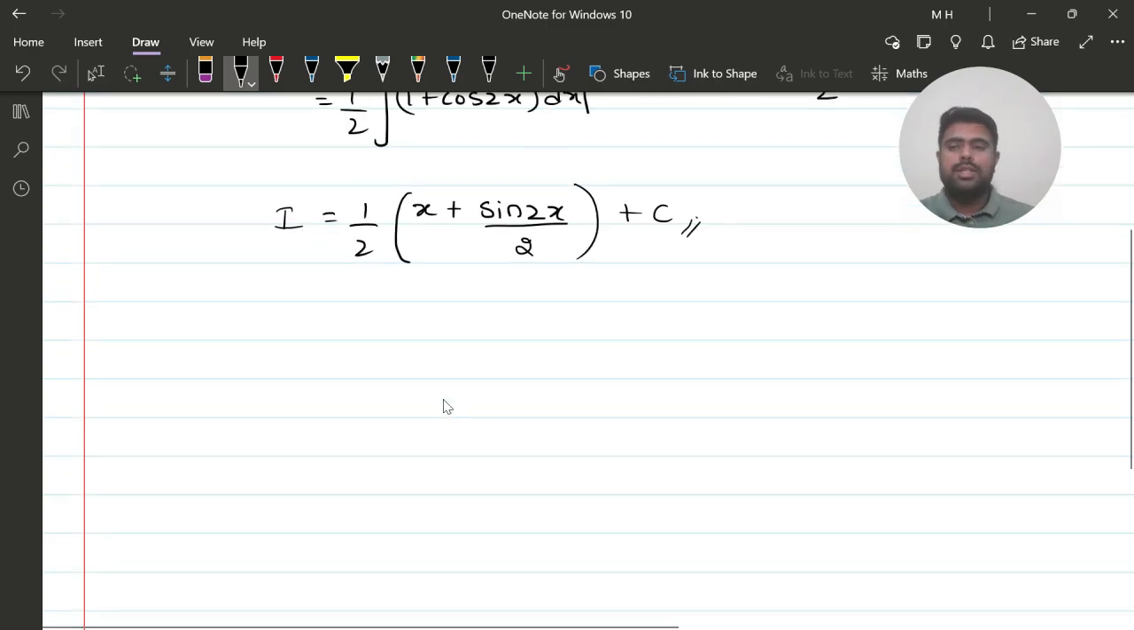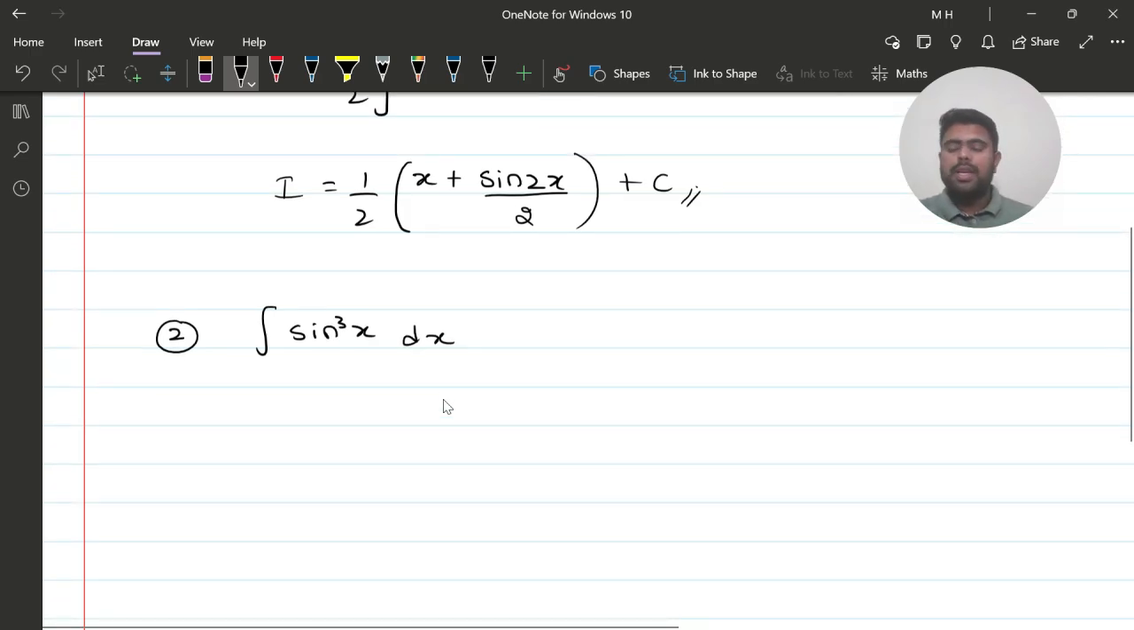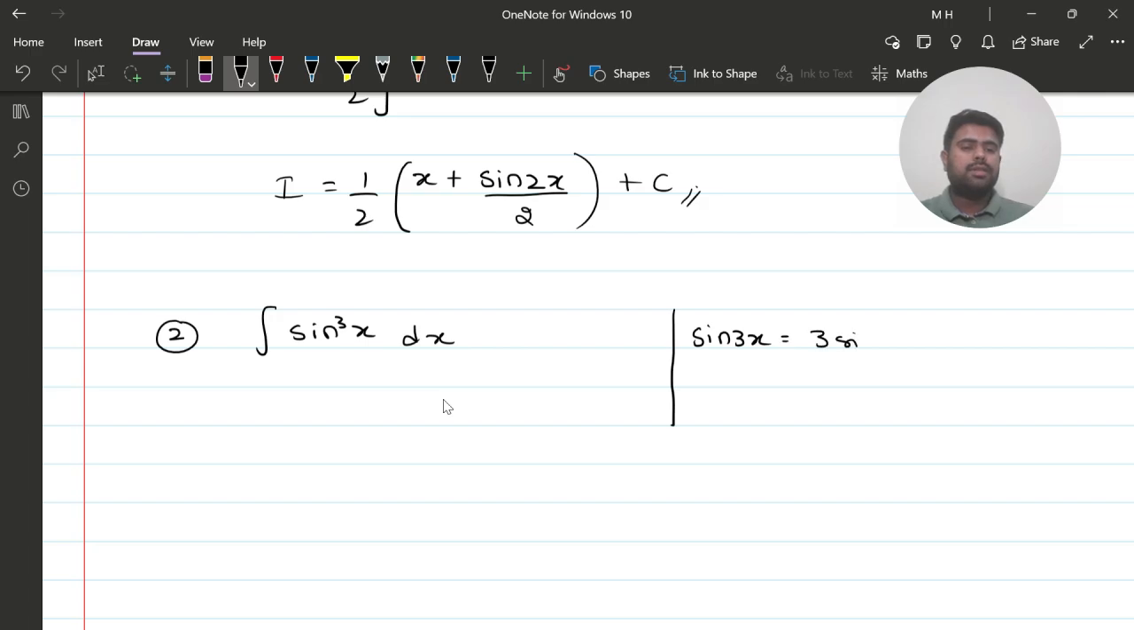Coming to the second question. What is the second question? The integral of sin cube x dx. This is the second question that we have. What do you do for the integral of sin cube x? Now we have another result which can convert it into linear. Sin 3x is equal to 3 sin x minus 4 sin cube x. This is what we have. So if you bring the 4 sin cube x to the other side, we will have 3 sin x minus sin 3x, right?